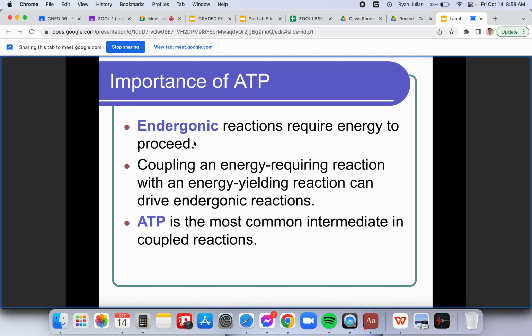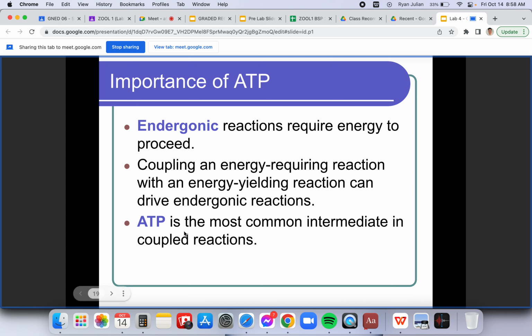Endergonic reactions require energy to proceed, wherein coupling an energy-requiring reaction with an energy-yielding reaction can drive endergonic reactions. Again, when we say endergonic, it requires an ample amount of energy, and that is contrary to the opposite term, which is exergonic. It does not require energy or an amount of ATP to produce or to generate.